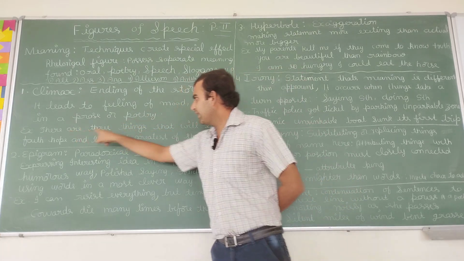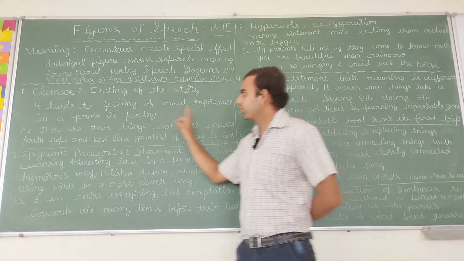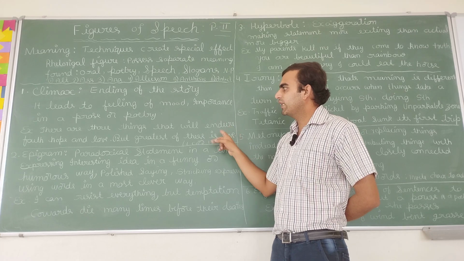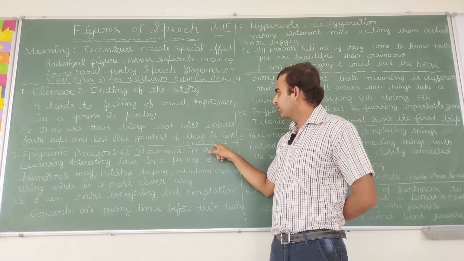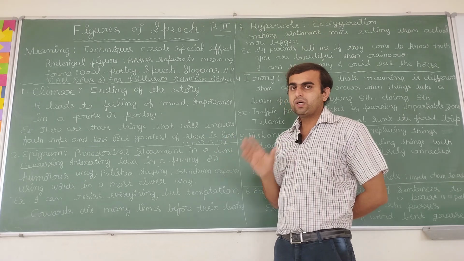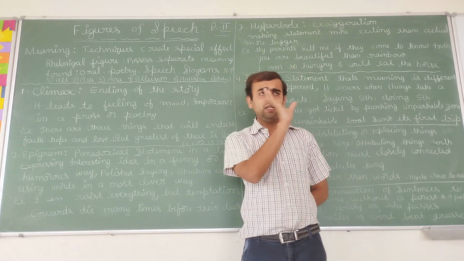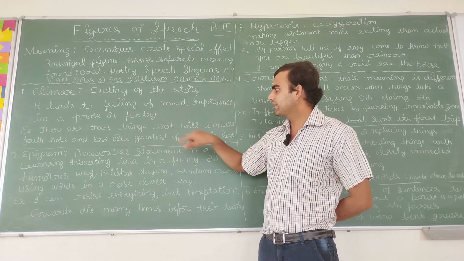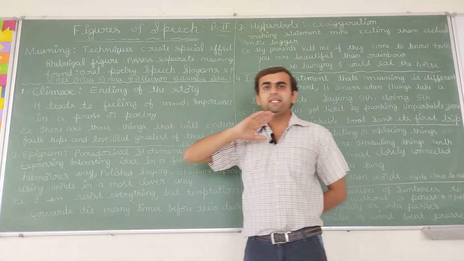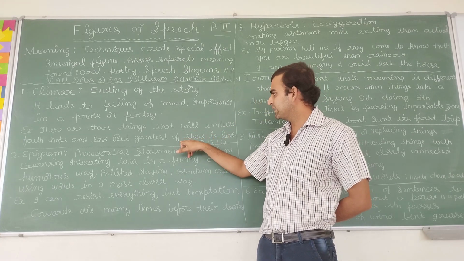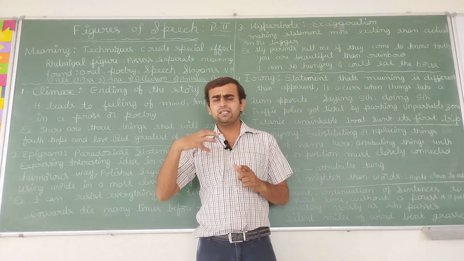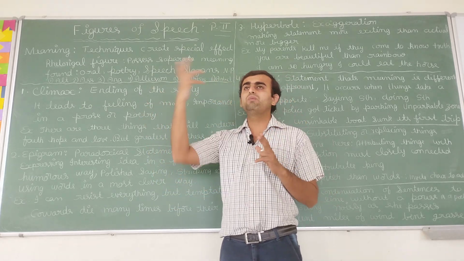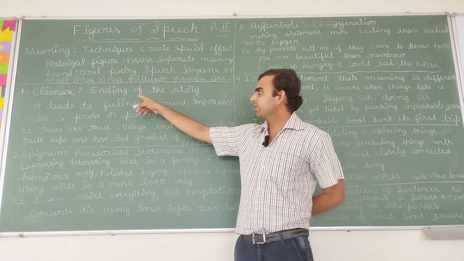Example, there are three things that will endure: faith, hope and love. But the greatest of these is love. First Corinthians chapter 13 verse 13. This Corinthian chapter specially speaks about love, hope, and faith, but finally it says that the greatest of these things is love. It makes a statement more interesting. It gives a special mood for us. That is called climax.